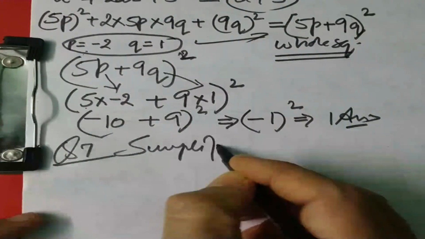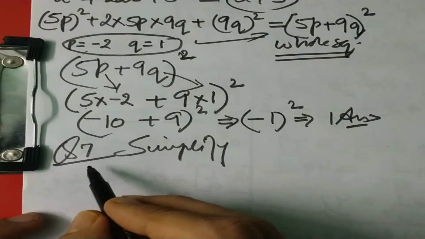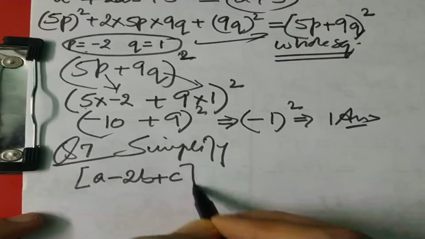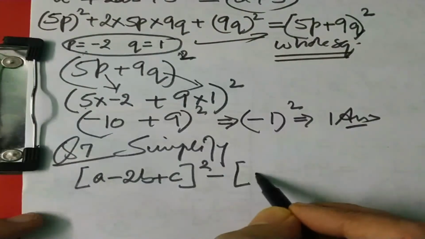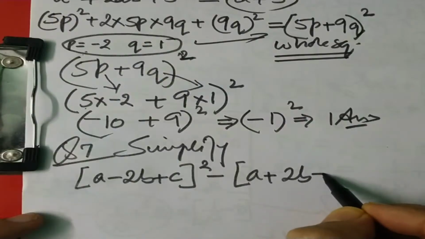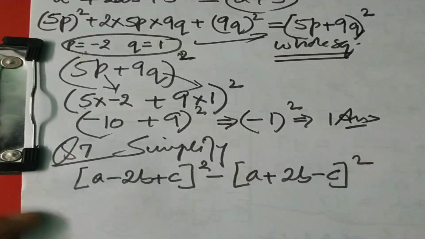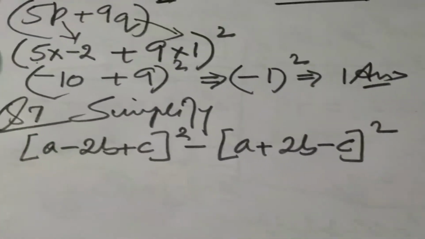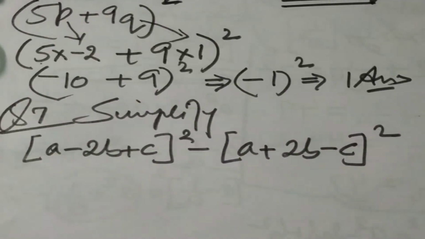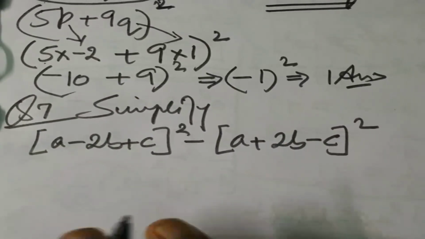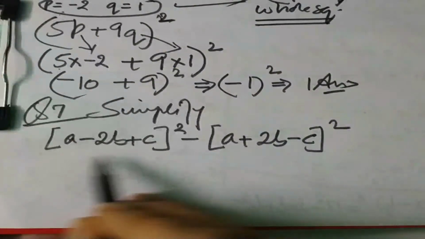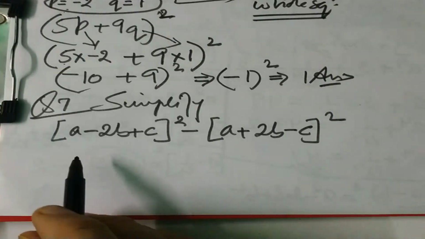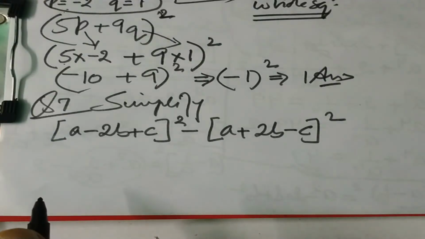Simplify means write it in simplest form, and the question is written as (a minus 2b plus c) square and (a plus 2b minus c) square. So there are 3 terms here and 3 terms here, and similarly question number 8. So this will be done with a formula, where three terms are there. We have done three formulas, and now one more formula.